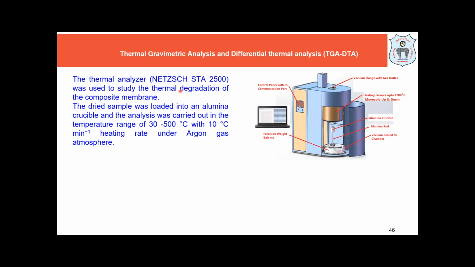Then, to understand the different contents available in it, we make use of thermal gravimetric analysis, TGA, and DTA, which is differential thermal analysis. These are more sophisticated. Earlier days, we had to stop the experiment and keep the sample in a weighing balance to know the decrease in weight.